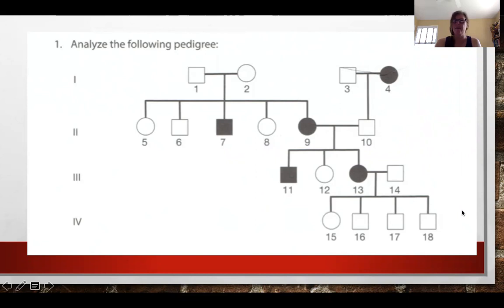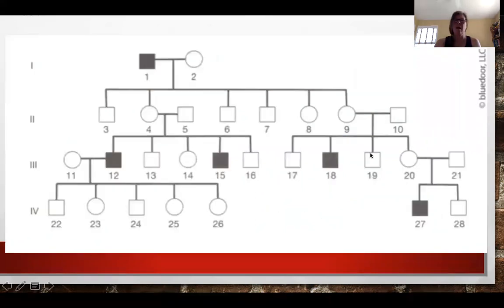Now, when I look at the next pedigree, I can get my page to move forward. Now look at this one. Look at all the boys. It's only the boys that have it right there. That should jump right out at you that this is sex-linked.